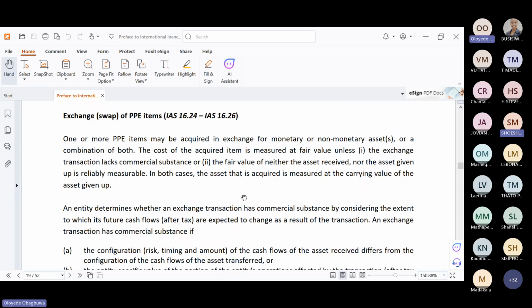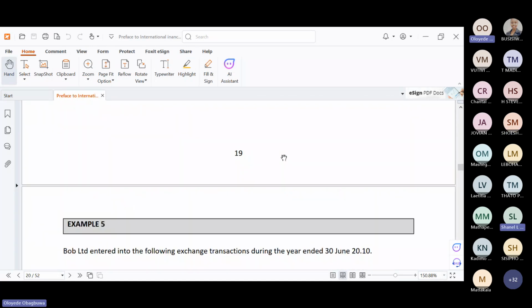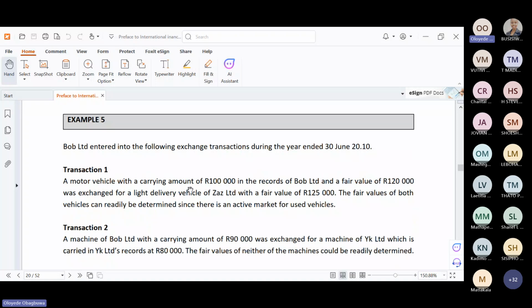I know when you read this, you understand what I'm saying. The cost of the acquired vehicle is measured at the fair value of the asset that you are giving out, you are giving up. Okay? This Bob is giving up a motor vehicle, and the motor vehicle fair value is 120,000. Is that clear?